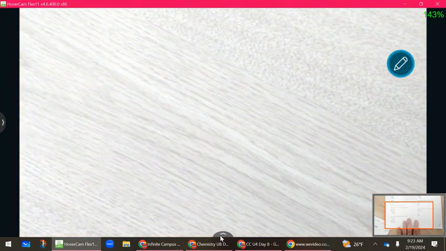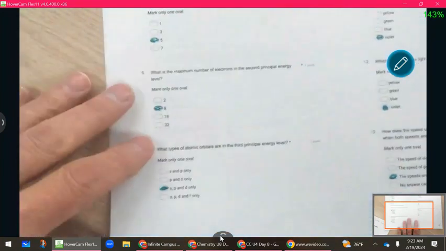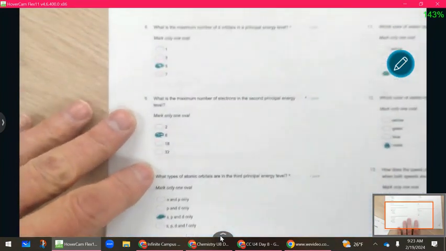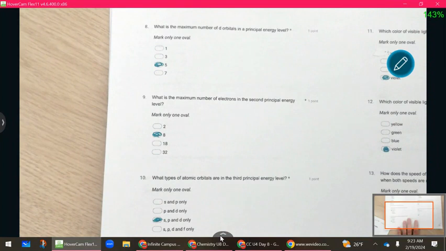All right. Okay. So the maximum number of d orbitals in any principal quantum energy level, half the number of electrons. The maximum number of electrons in the second principal energy level would be this, because of the s and the p's. What types of atomic orbitals are in the third? Now, again, these do not start filling till the fourth, but they do exist in the third.